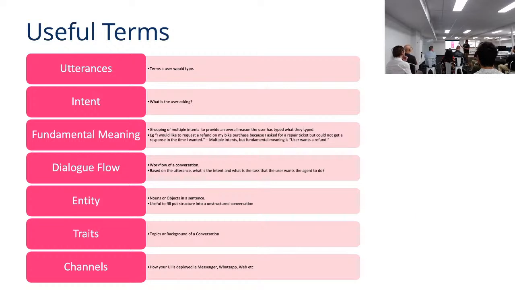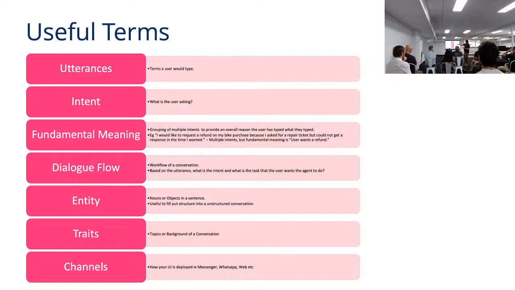Intent, so you'll hear a lot about intent mapping. Essentially, what does the user want to do? What are they asking you? Fundamental meaning, grouping of multiple intents, as I was saying before. A good example is: I'd like to request a refund on my bike purchase because I asked for a repair ticket but could not get a response in the time I wanted. In that instance, we've got multiple intents there. But the fundamental meaning of that sentence is that the user wants a refund. They don't want to know about the repair ticket, they don't want to know what the response time is.